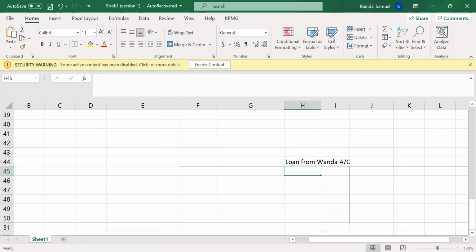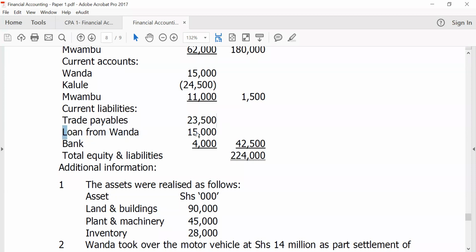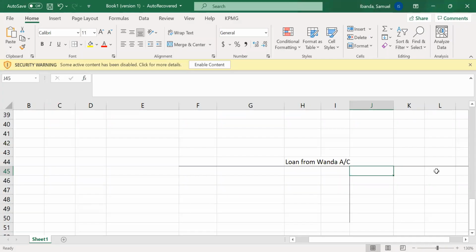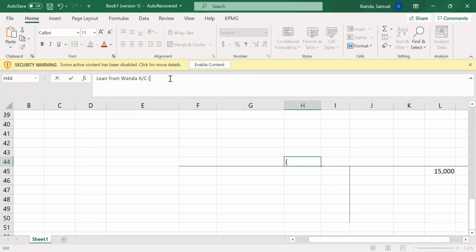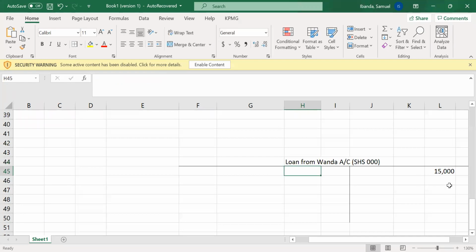Now, loans have a normal credit balance. So remember, they have told us that the loan is worth how much? It is worth 15. So you bring this balance brought down. You come to your account here and say balance brought down is 15 million, 15,000 in thousands of shillings. So this is the balance as per the balance sheet. So before we pay anything, this is how the loan account looks like.